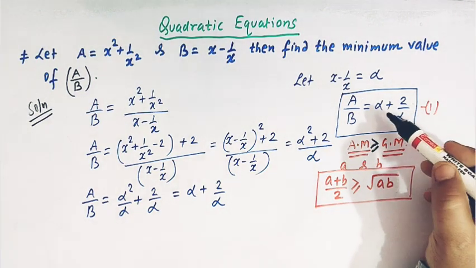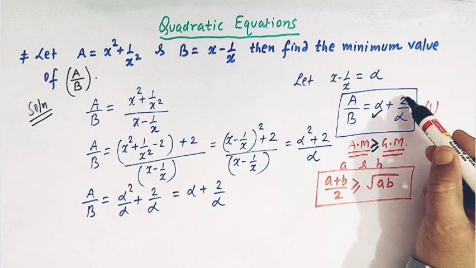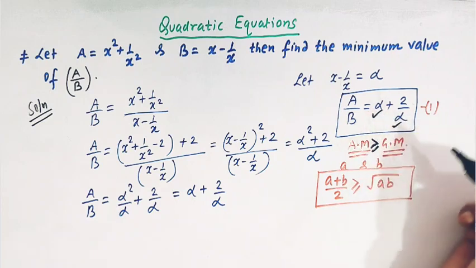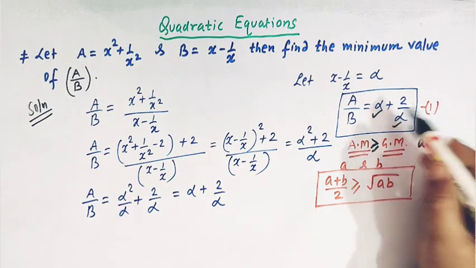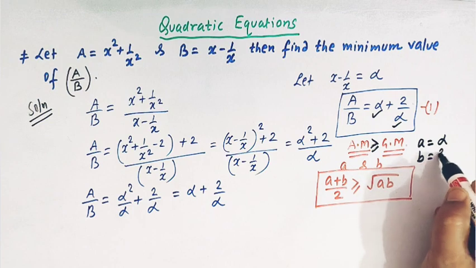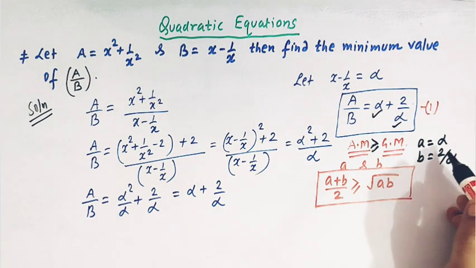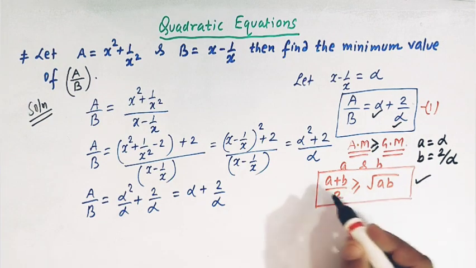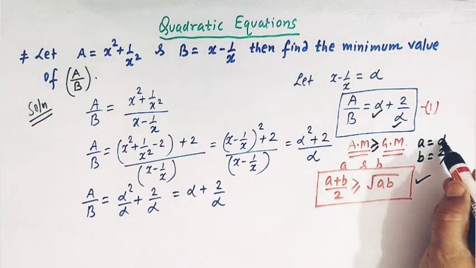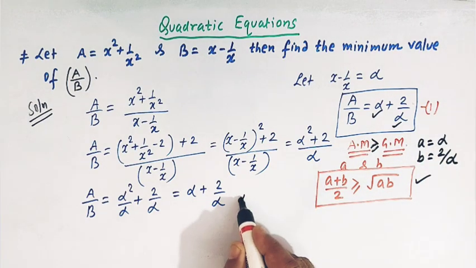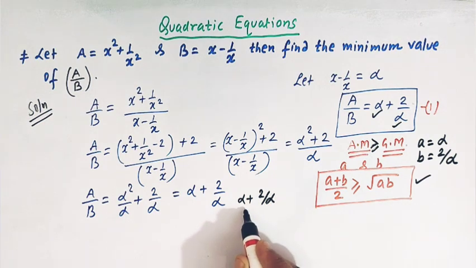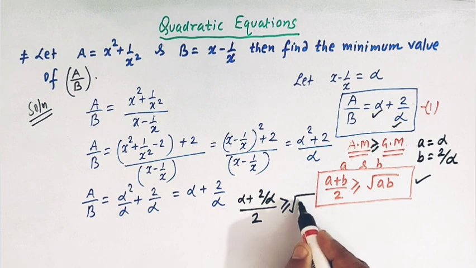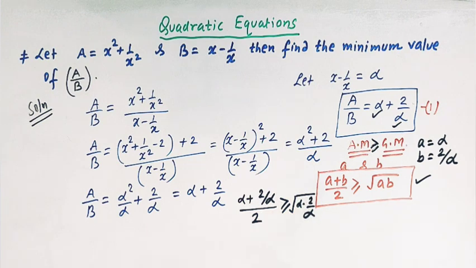So now see, here we have two quantities, one is alpha and the other is 2 over alpha. So let us take a as alpha and b as 2 over alpha, and let us substitute the values of a and b in this inequality. So what we will get, a is alpha, so we have a plus b, that is alpha plus 2 over alpha, divided by 2, and this is greater than or equal to square root of alpha times 2 over alpha, right?